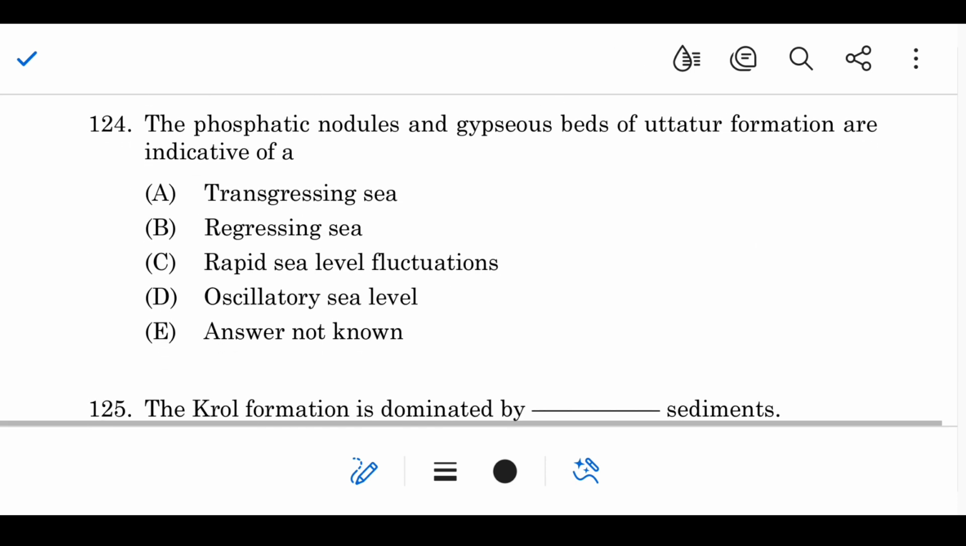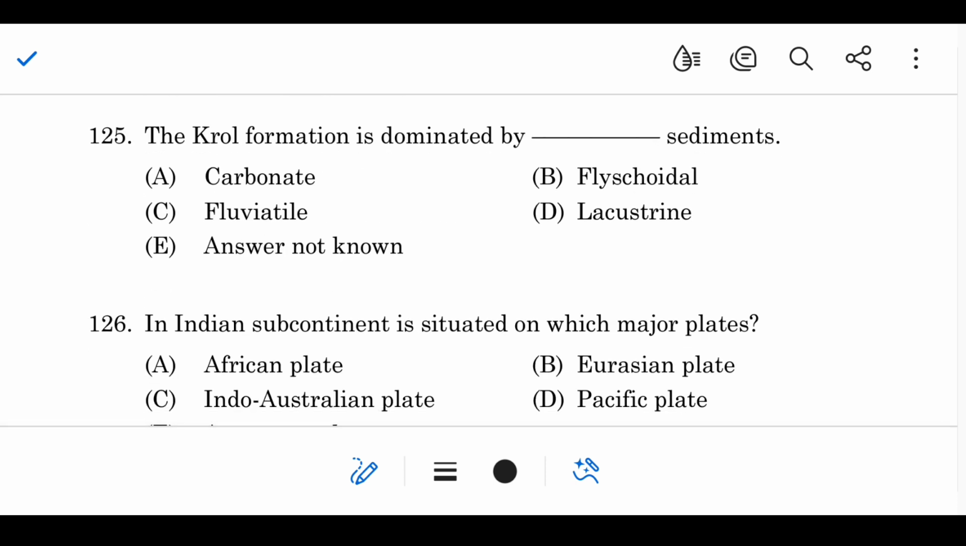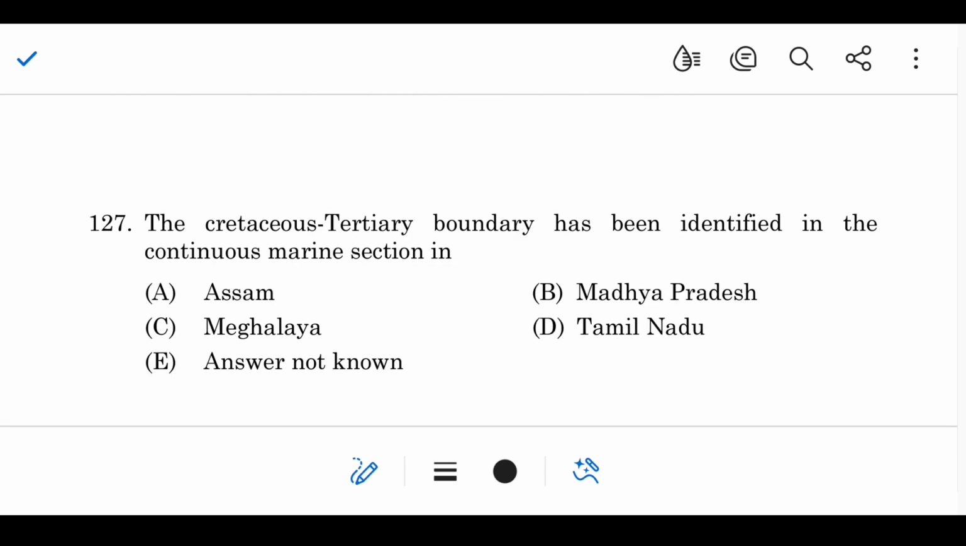The basal part of the formation has yielded ammonites of Callovian age. The phosphatic nodules and gypseous bed of the formation are indicative of regression. The coral formation is dominated by carbonate sediment. The Indian subcontinent is situated on which major plate? It is the Indo-Australian plate. The Cretaceous-Tertiary boundary has been identified in the continuous marine section of Um Sohryngkew in Meghalaya.